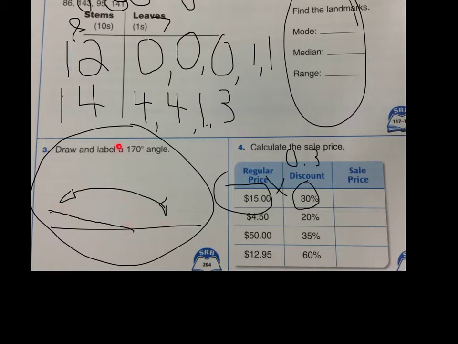Okay, 90 is right here. 0, 90, and we go down this way, but not quite to 180. We stop right before we get to 180.